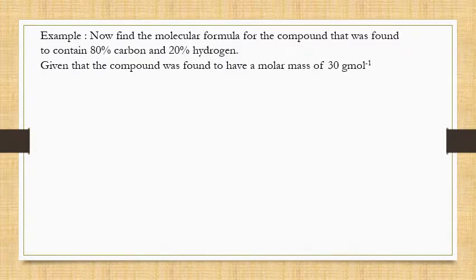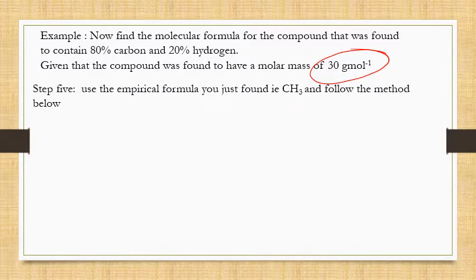So here's another example to work out. Find the molecular formula for the compound that was found to contain 80% carbon and 20% hydrogen. So now we're given a mass of the compound, the total mass. So now we're not finding the empirical formula, we're actually finding the molecular formula. So how do we do that?